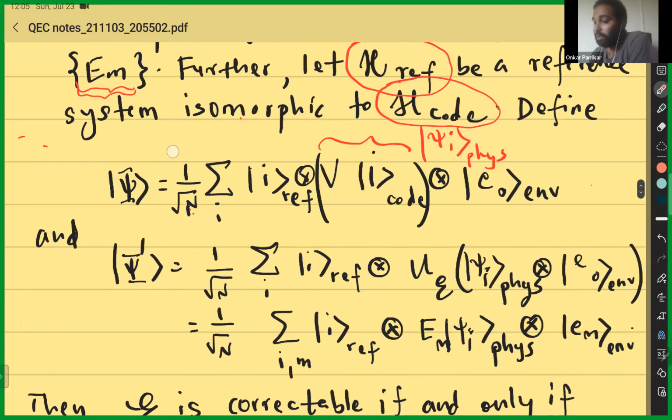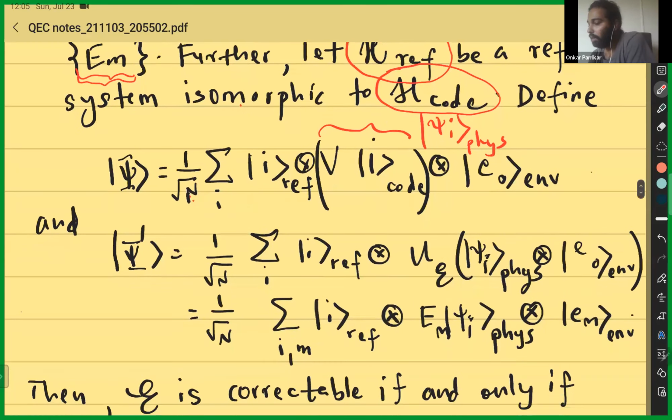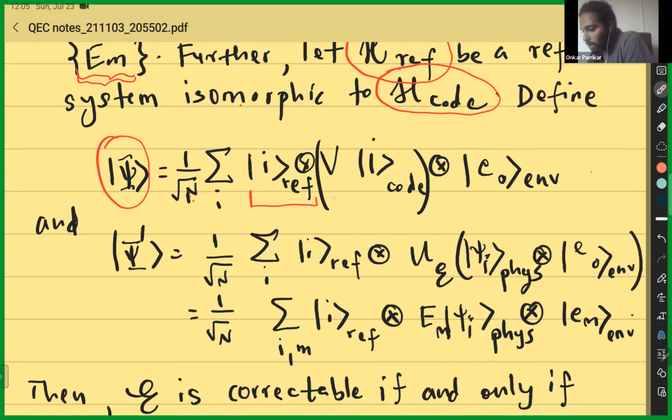Now, once I do that, I define a state. I define a state capital Psi, which is the maximally entangled state between the reference and the code subspace. So this thing here is just, so actually I don't need to write this. Let me just write this as.